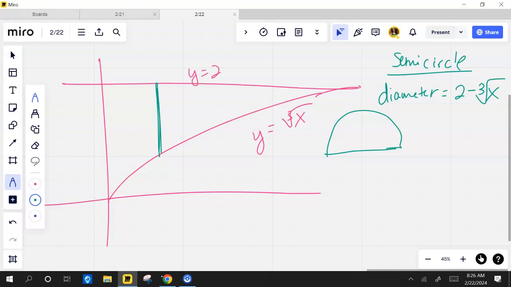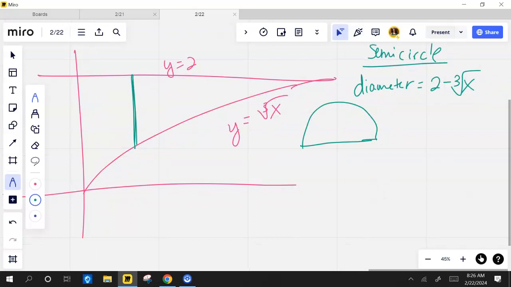Okay. So this is the diameter, right? So the diameter is 2 minus cubed root of x. Which means, but I need the radius for the area, yes? So radius is half of diameter. So the radius is going to be half of 2 minus cubed root of x. You can leave it like that. You could write it as 1 minus cubed root of x over 2. It doesn't matter so long as you have that radius there, okay?